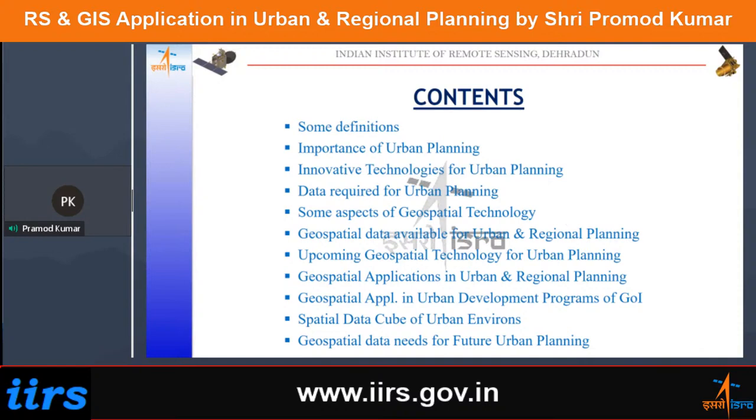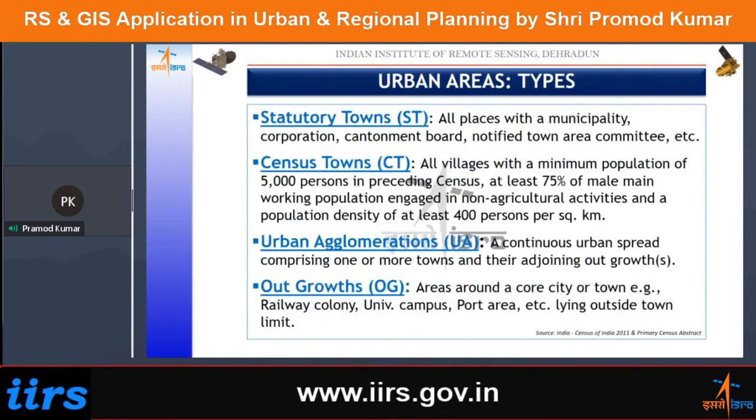With this, I'll also lay out how the urban areas are categorized. Urban areas are basically categorized into 4 categories. They are called statutory towns, census towns, urban agglomeration, and outgrowth. The statutory towns are the towns which, as per the act of government, have a municipality, corporation, cantonment area board, or notified town area. All such places are called statutory towns.